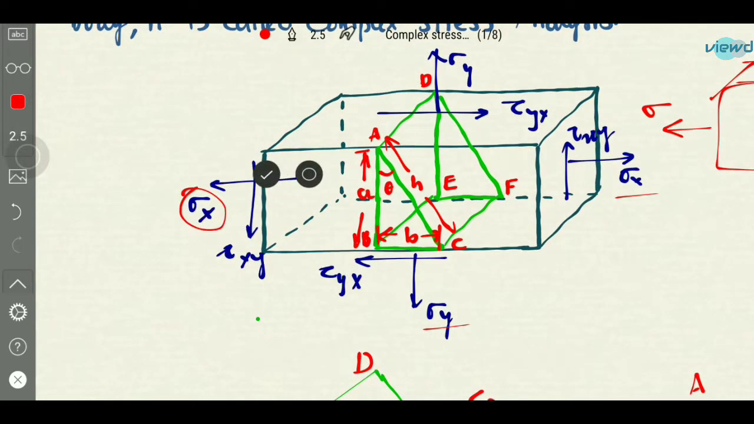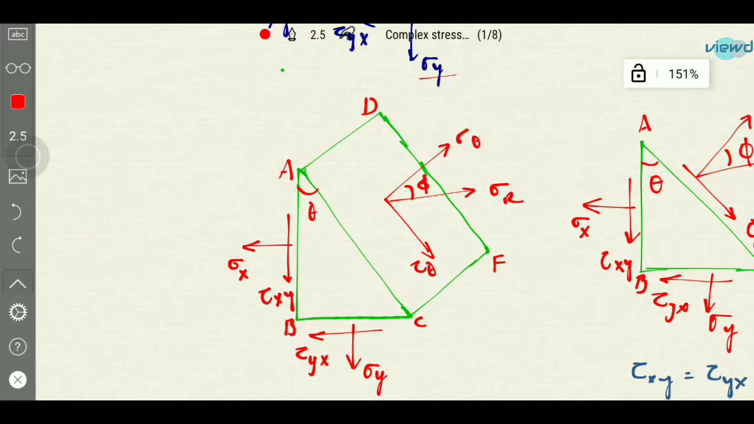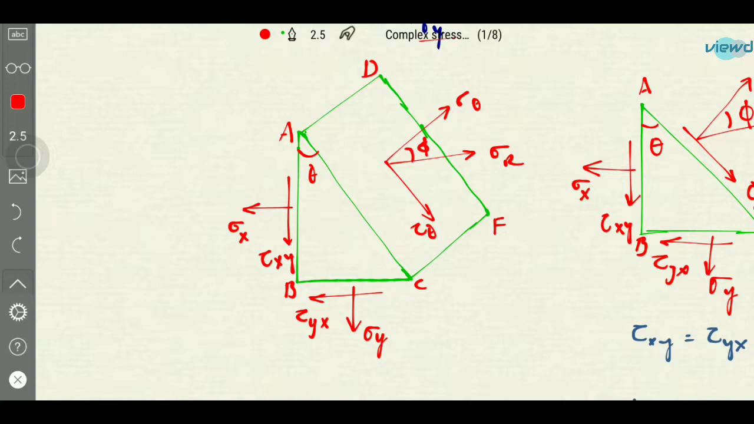If tensile stresses sigma x, sigma y are acting, and shear stress tau xy is acting on this body, how do the stresses on this body occur? If we consider the inclined section like this, this is in 3D. The force on the left side is sigma x, and here it is sigma y, and the shear stresses on these faces are tau yx and tau xy. Due to tau yx, tau xy is generated. So these are called complementary stresses.